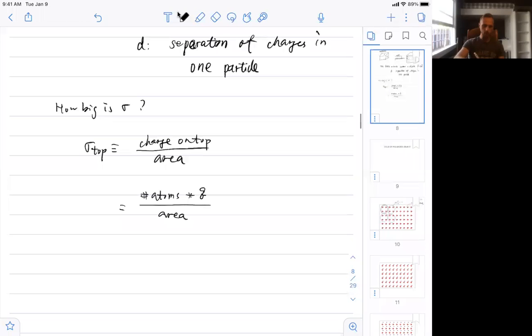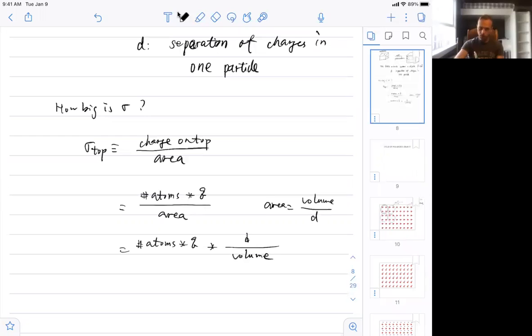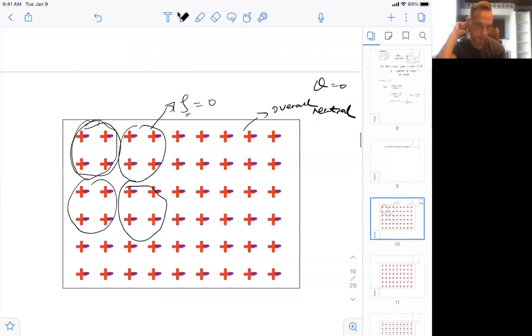There is also something interesting you can do here. Instead of writing area, I'm going to replace area by volume divided by the height D. So 1 over area becomes D over volume. You may already notice what I'm trying to do. There is a relationship between surface density and volume density. So let's go ahead and look at this question.